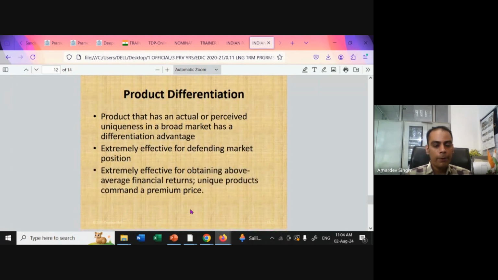That's it. When we refer to product differentiation, it means a product that has an actual or perceived uniqueness in a broad market has a differentiation advantage.